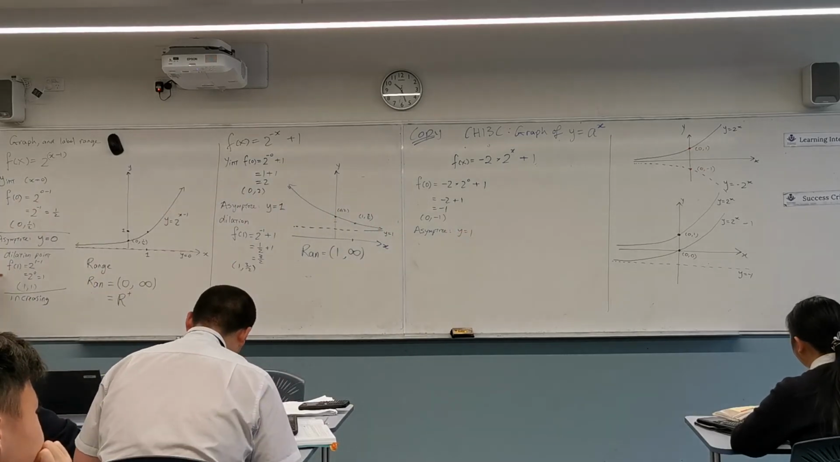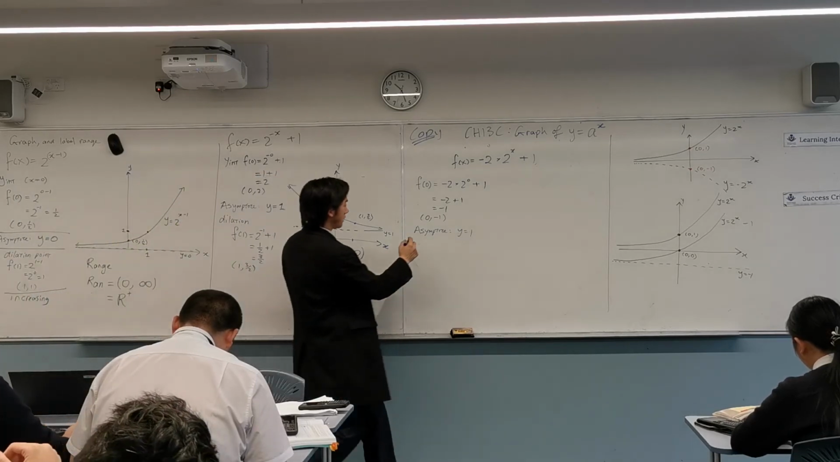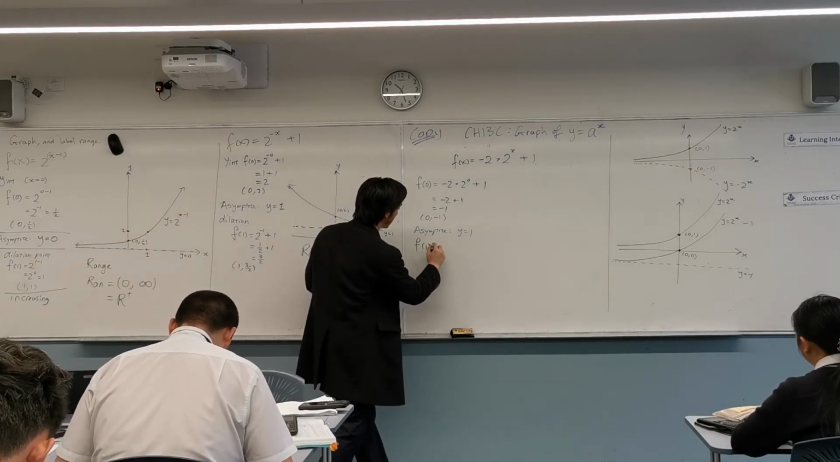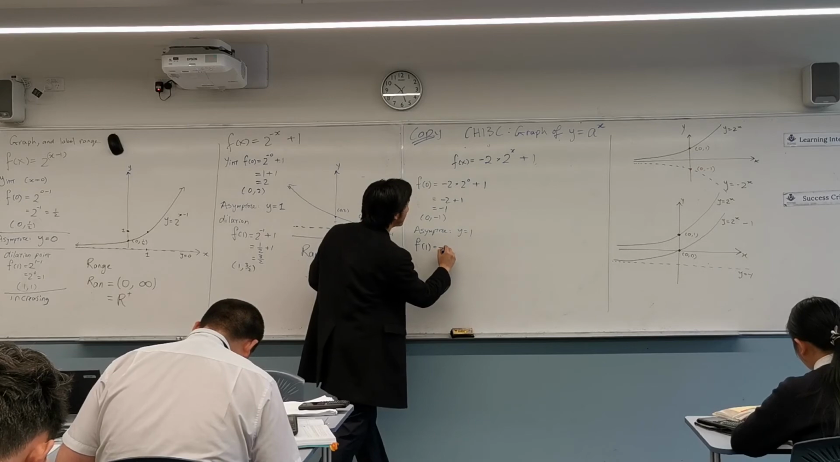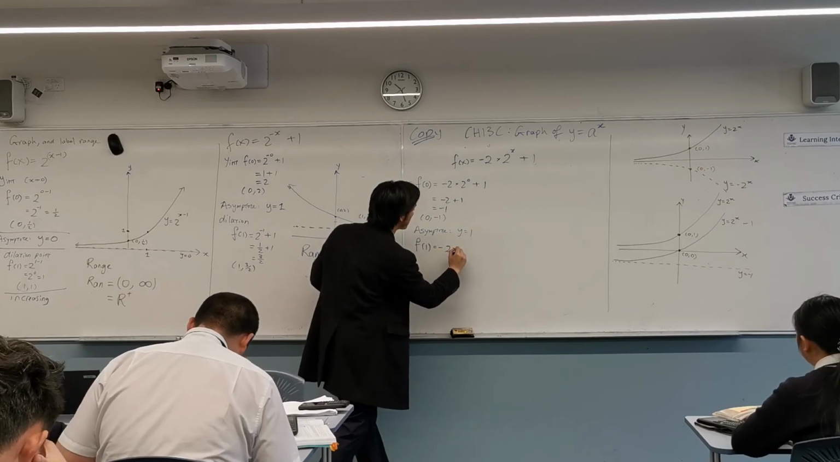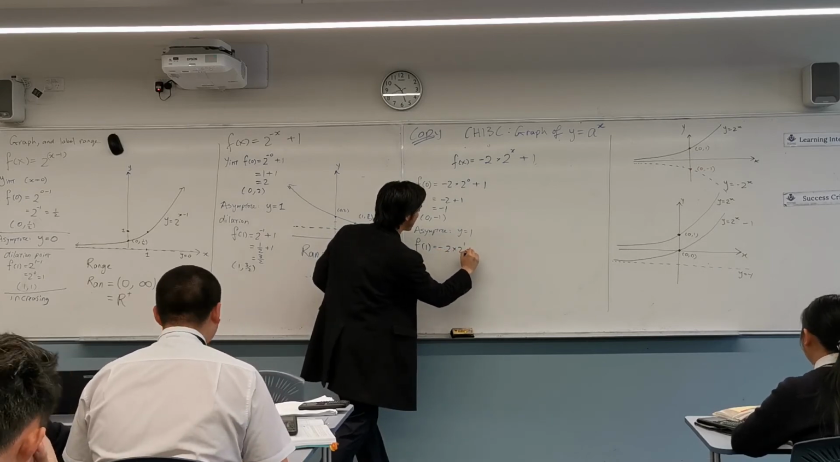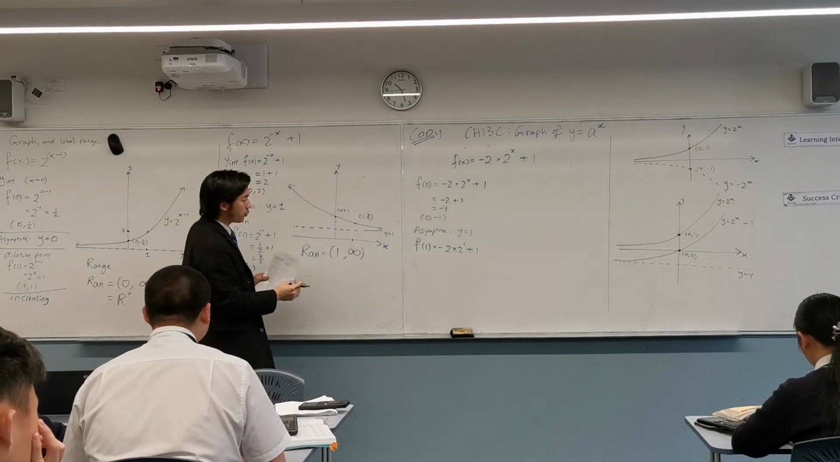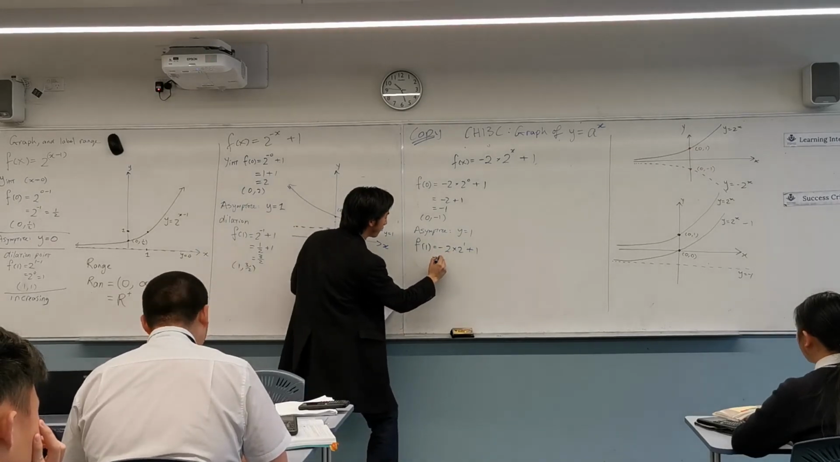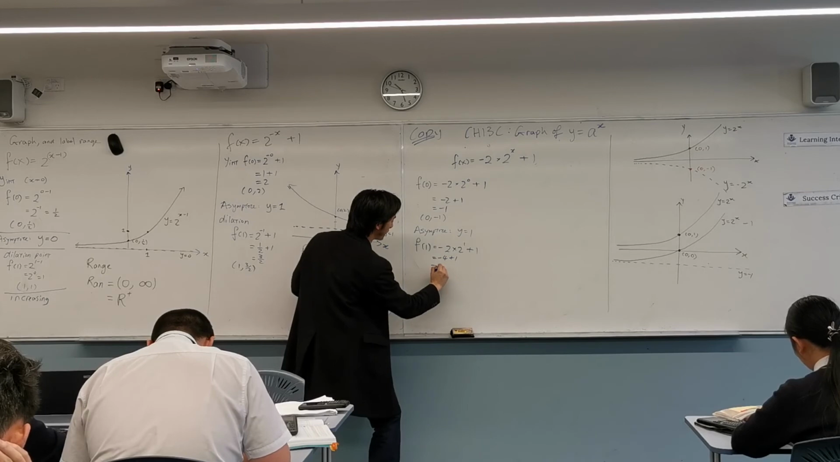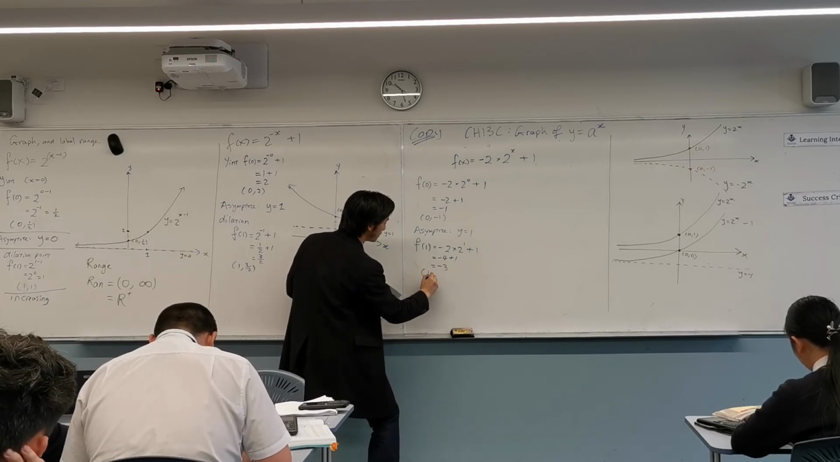What else? Dilation point. Pick another number. So let's pick 1. 1's always the easiest number after 0. So it's negative 2 times 2 to the 1 plus 1. And what we've got is negative 2 times 2, which is negative 4 plus 1. And the answer is negative 3. The dilation point is 1, negative 3.